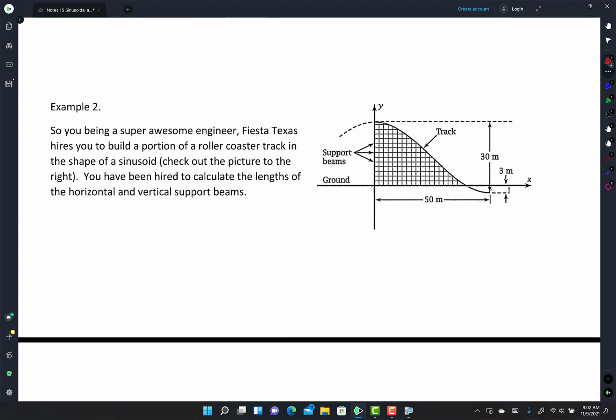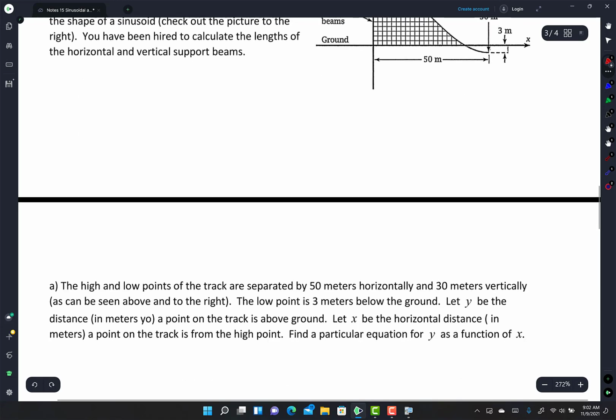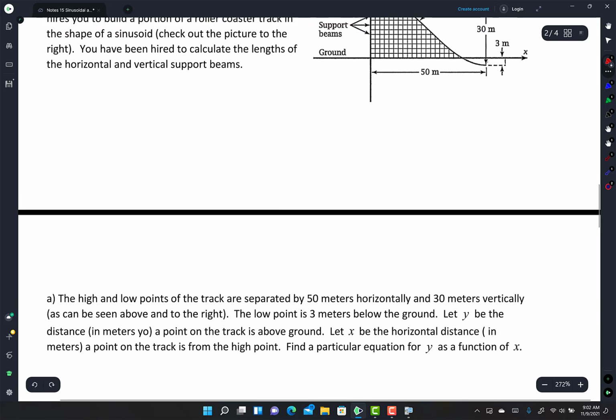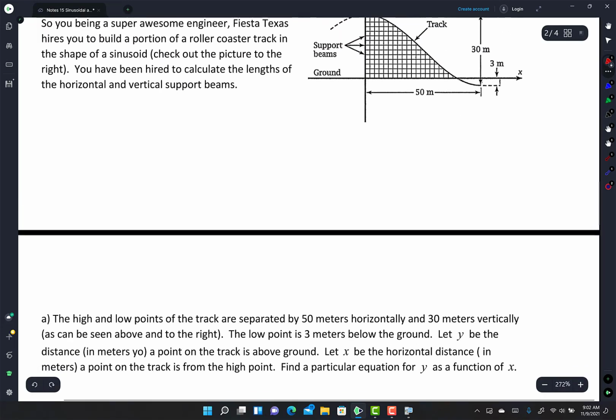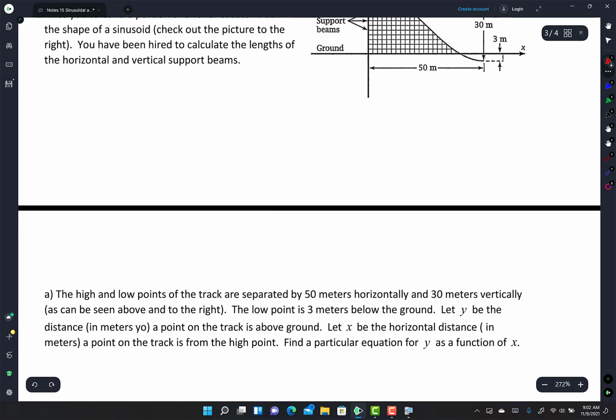So you, being a super awesome engineer, Fiesta Texas hires you to build a portion, just a portion, of a roller coaster track in the shape of a sinusoid. You've been hired to calculate the length of the horizontal and vertical support beams. So that's what you're doing. Letter A. The high and low points of the track are separated by 50 meters horizontally, and it shows you that on the pictures, and 30 meters vertically. The low point is 3 meters below the ground.